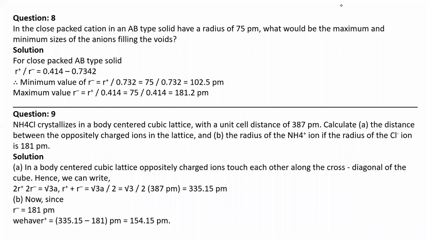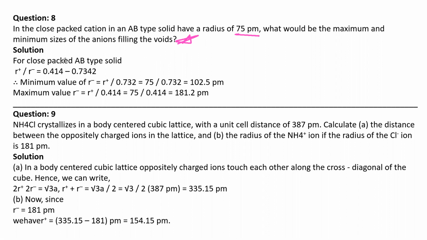Next, in the close packed cation in an AB type solid, the radius is 75 picometers. What would be the maximum and minimum size of the anions filling the voids? Very, very important model. Here, they have given the close packed cation in an AB type solid has a radius of 75 picometers. What would be the maximum and minimum size of the anions?